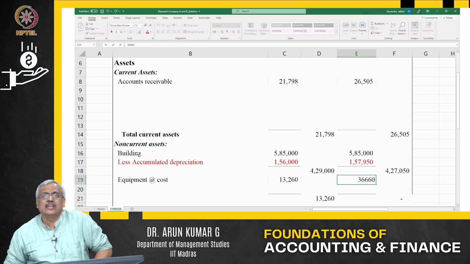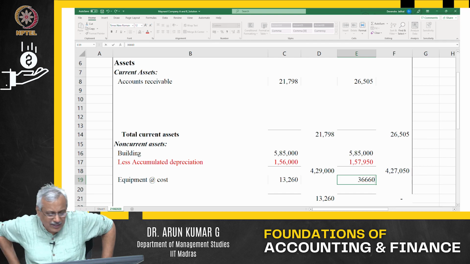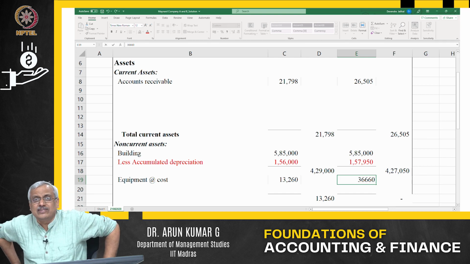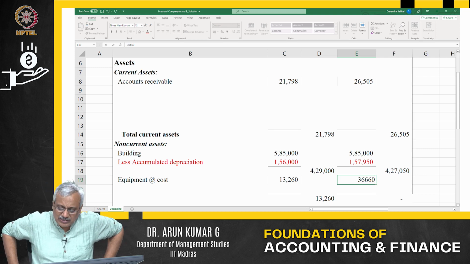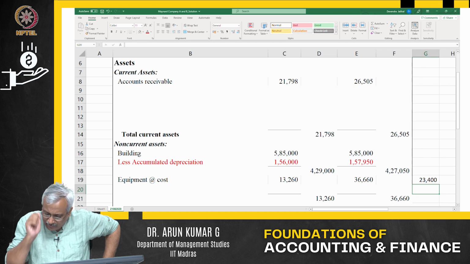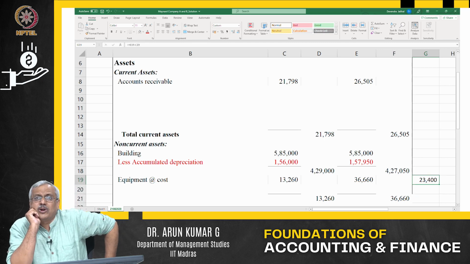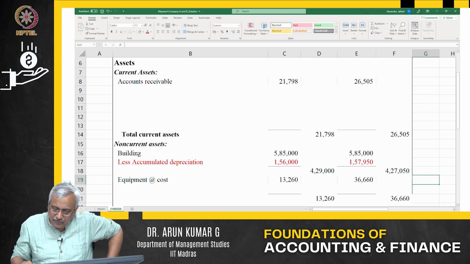At cost means at the original value. You initially had equipment worth about 13,000 rupees. Now you have equipment worth about 36,660. That means 36,660 minus 13,260, if I calculate here, you have basically purchased about 23,400 rupees worth of equipment between 1st and 30th of June. That is where it has increased. It is at cost.